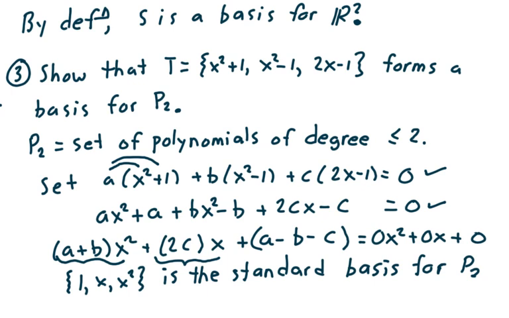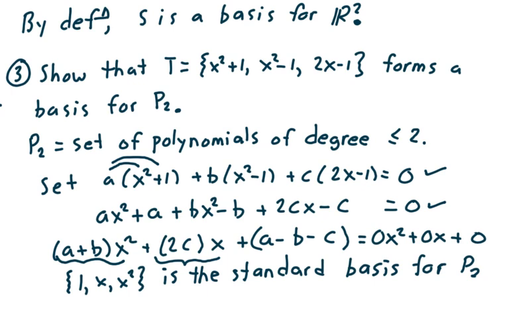Great question. Problem 3. Show that T, which is equal to the set containing x squared plus 1, x squared minus 1, and 2x minus 1, forms a basis for P2. Now, P2 is the set of all polynomials of degree less than or equal to 2. Now, this time what I want to do is show that T is a linearly independent set of vectors. These are vectors, okay?